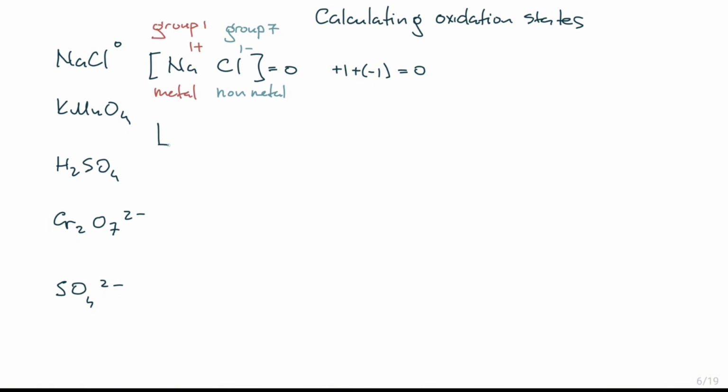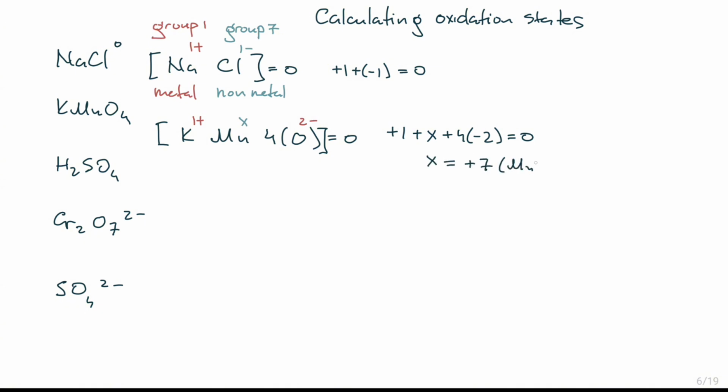Potassium permanganate. Here we have 1 atom of potassium, 1 atom of manganese, and 4 atoms of oxygen. Potassium has a positive oxidation state, oxygen is usually minus 2, and manganese is unknown, because manganese can represent many oxidation states. So here you can form the equation: 1 plus X plus 4 multiplied by minus 2. And the oxidation state of manganese will be equal to plus 7, because the overall oxidation state is 0.